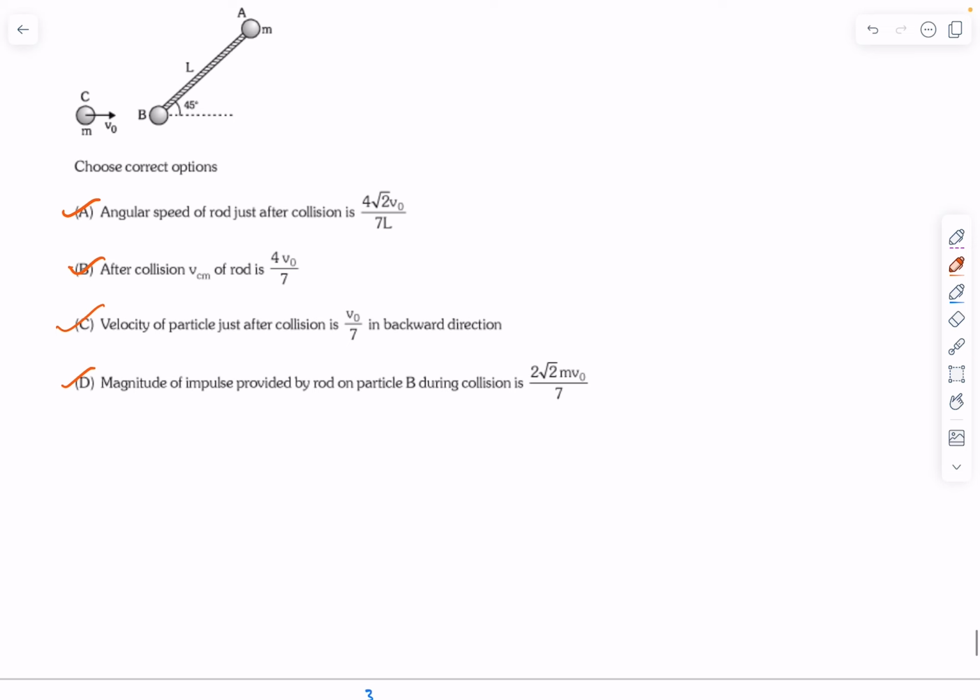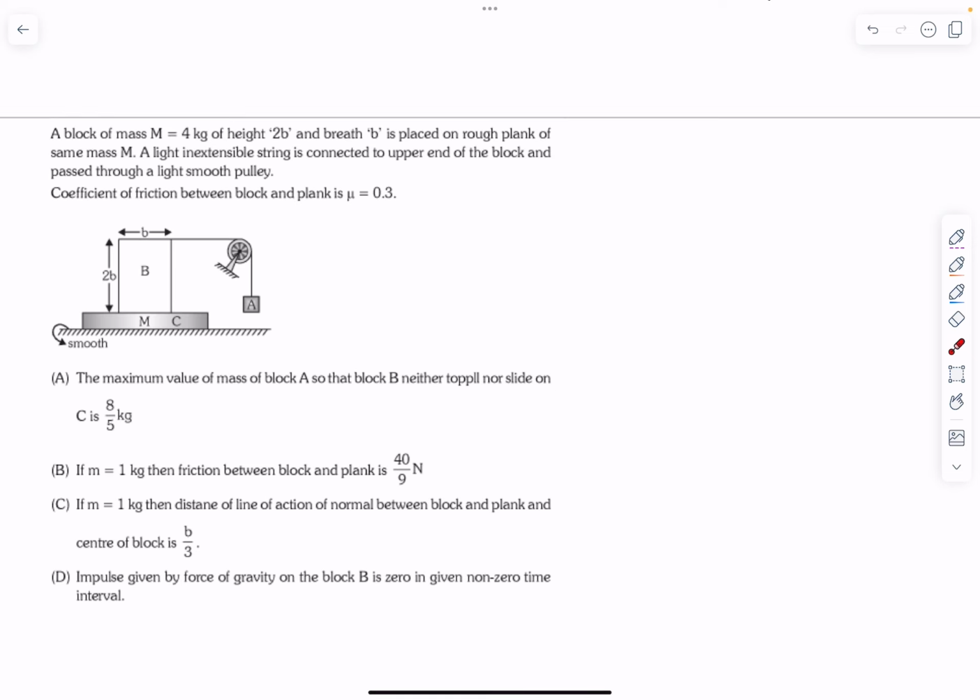So now let's move to the last question. Okay, so this is the last problem. Here we have a block whose mass is capital M, and its height is given to be 2b and breadth is b, and the plank that it is kept on is rough, and it has the same mass of capital M. Then we have a light inextensible string that is connected to the upper end of the block and passes through a light and smooth pulley. The coefficient of friction is given to be 0.3.